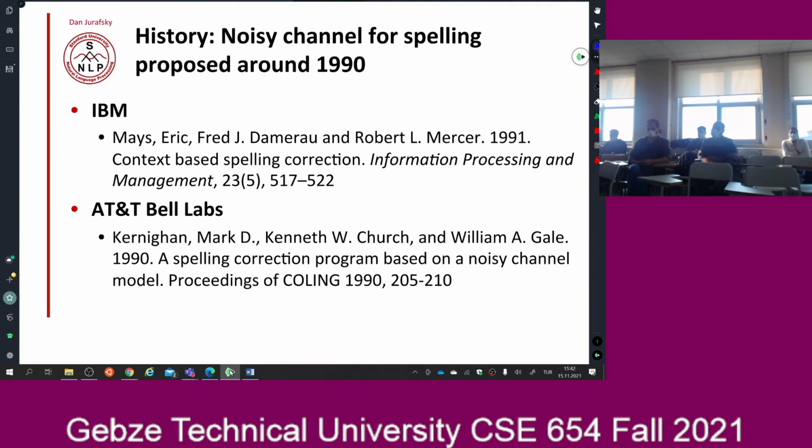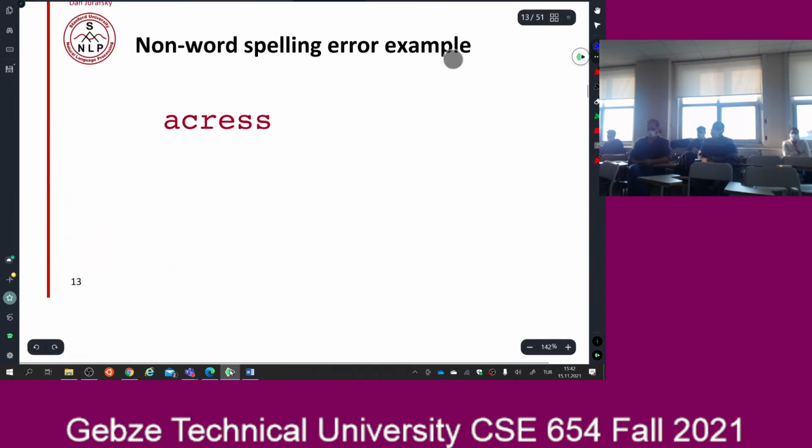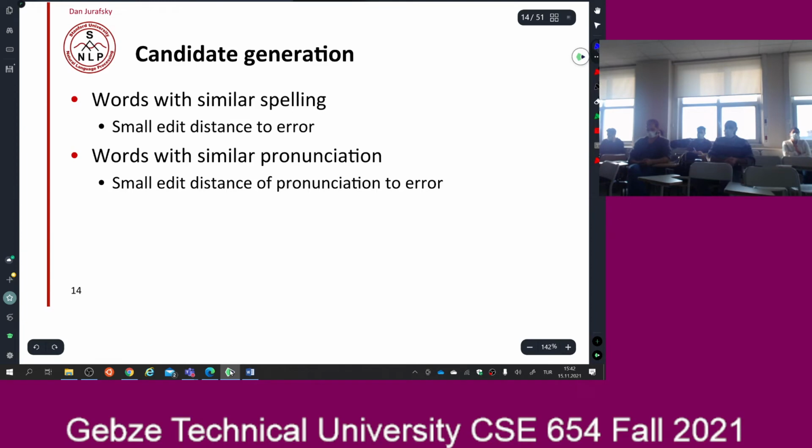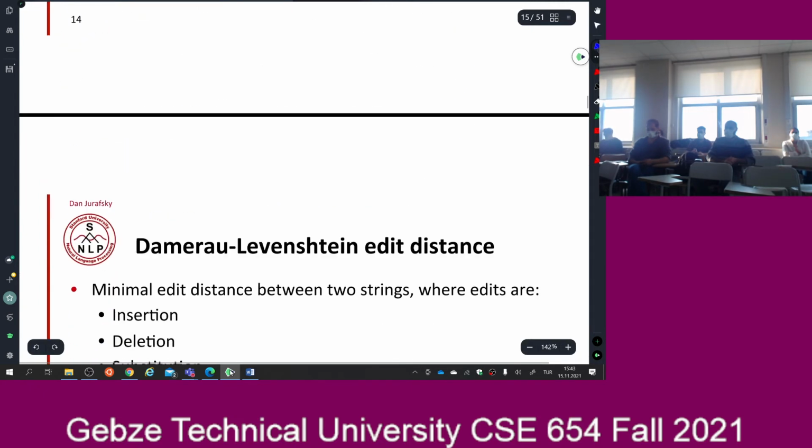So in the 1990s, people worked on these, and we are going to look at this one. They did, again, a classical example from Norvig. Somebody typed this word "acress". There is no such word in English. So probably whoever typed it meant something in the dictionary. So words with similar spelling, words with similar pronunciation. Again, in Turkish usually we don't deal with these. We deal with this.